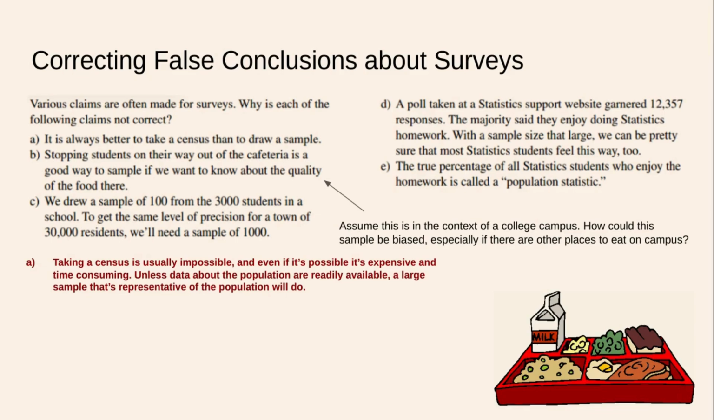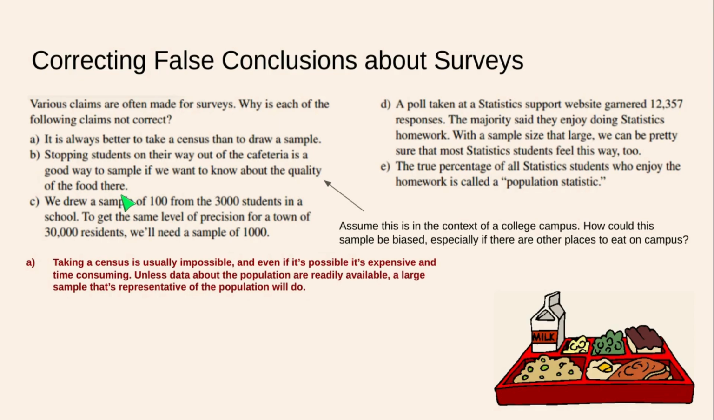So let's look at letter B now. B is kind of a sneaky question unless you make an assumption that I have indicated down here. When I first saw this question, I was actually a bit confused, and then I realized that I needed to assume this to make this question make a bit more sense. Stopping students on their way out of the cafeteria is a good way to sample if we want to know about the quality of food in the cafeteria, right?